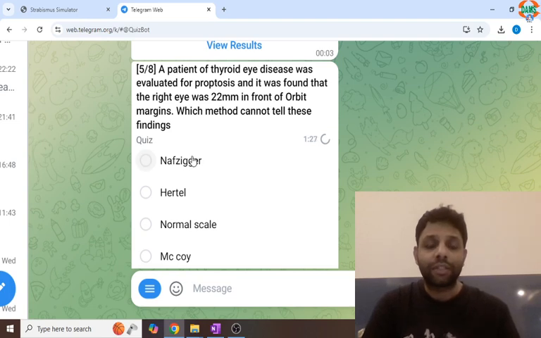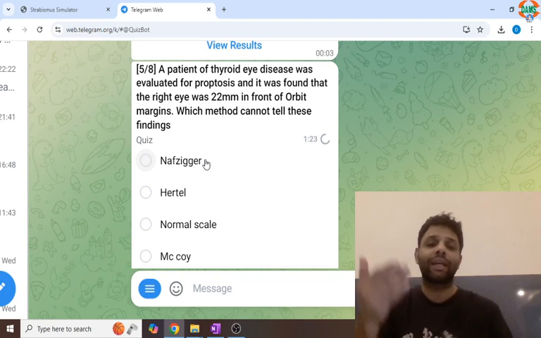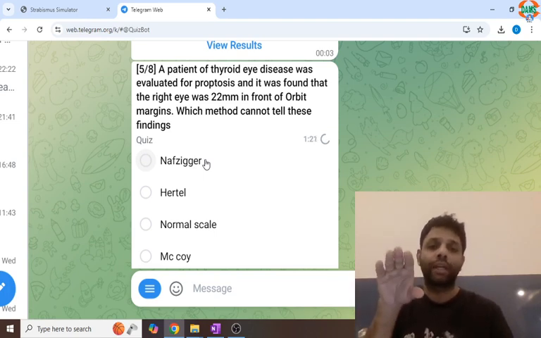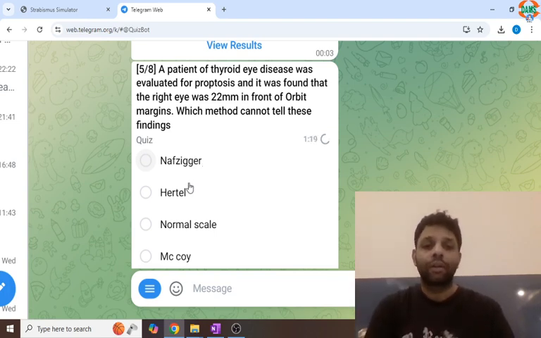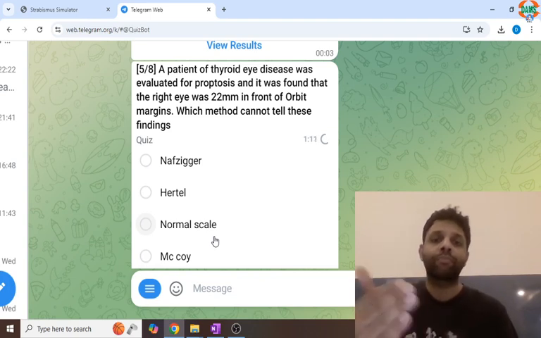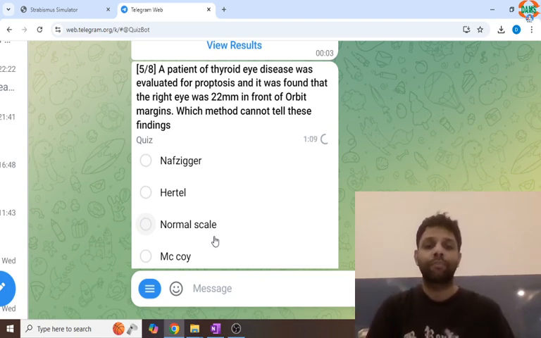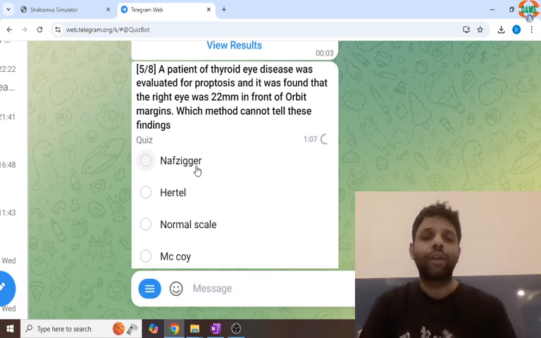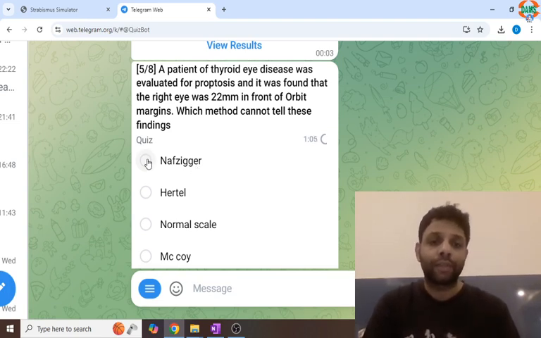Now Naffziger's is a qualitative method. You stand at the head end of the patient and look qualitatively which eye is bulging out. Hertel's and Luedde's are exophthalmometers, meaning the scale is a normal measuring scale, with which you can quantify the proptosis. Naffziger's cannot quantify. It is a qualitative method. That is the answer here.